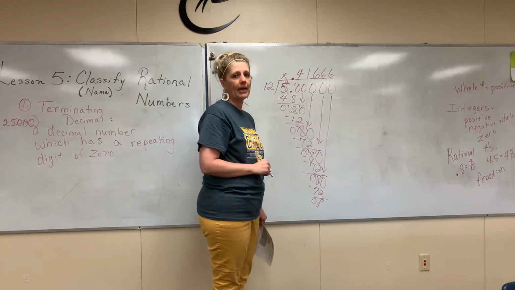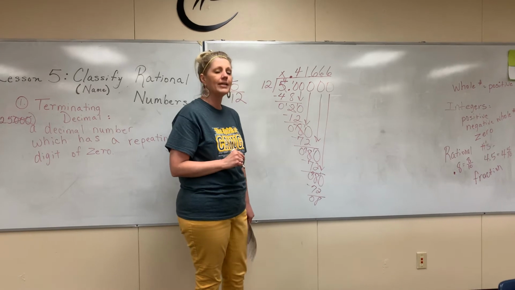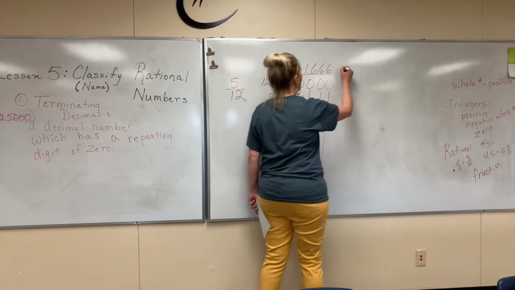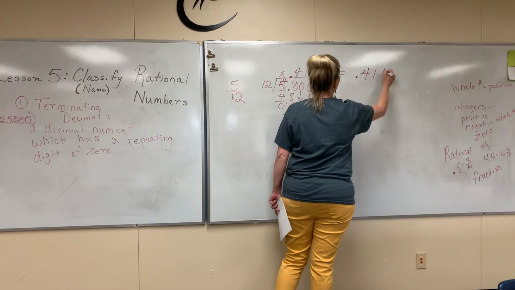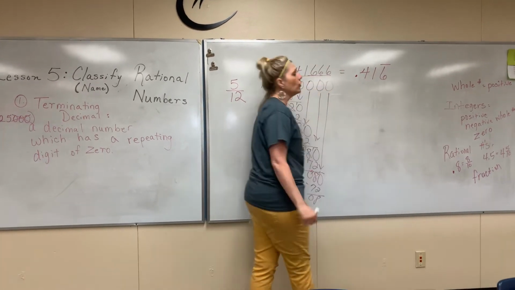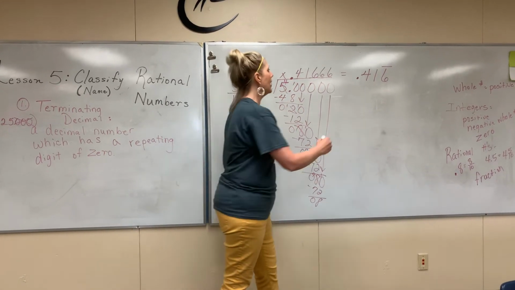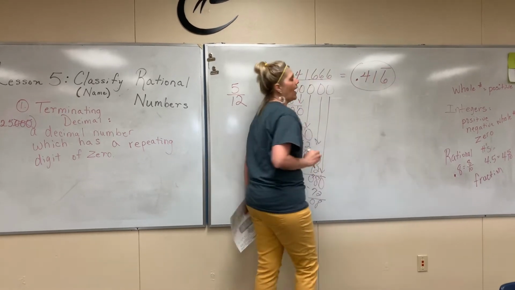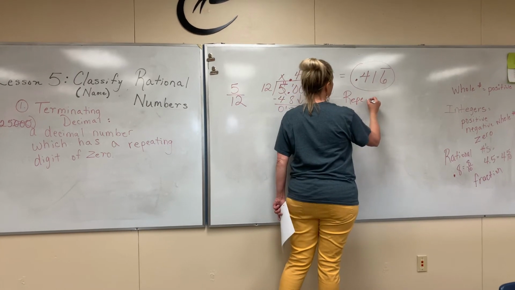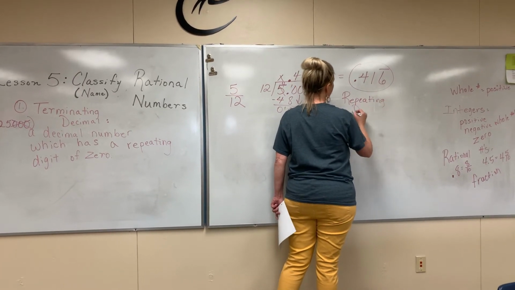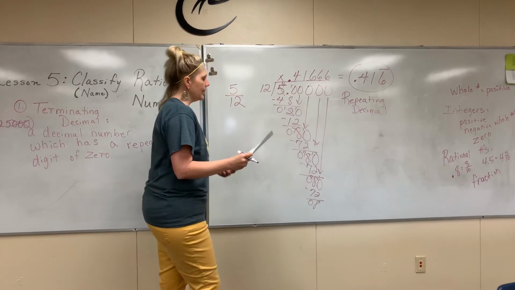The 6 is repeating. So when I write my answer, I'm not going to put 0.41666. I'm going to come over here and write my final answer, 0.416 with the bar over the 6 to tell you that the 6 is repeating. Okay? So like I said, if you were writing your final answer, that would be your final answer. And that is called a repeating decimal.